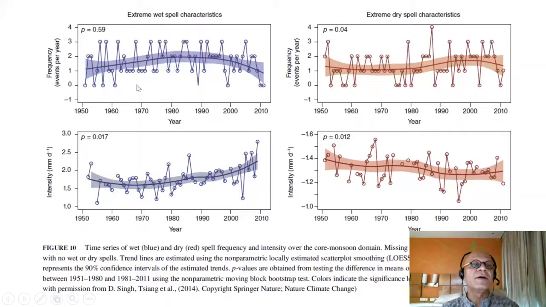Okay. This is again from the paper by Dipti Singh, who's the lead author in this paper, looking at time series of wet and dry spell frequencies and intensity over the core monsoon domain. Missing links in the time series are years with no wet or dry spells. Trend lines are estimated using the non-parametric locally estimated scatter plot smoothing regression technique.